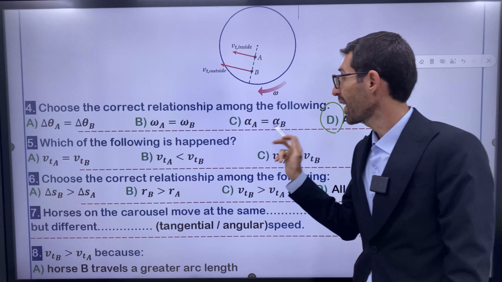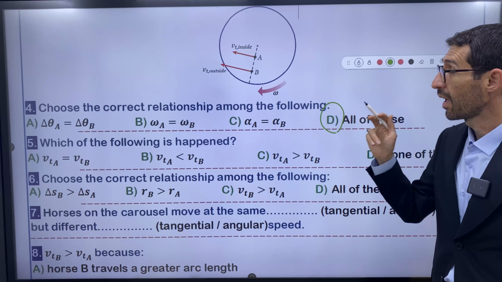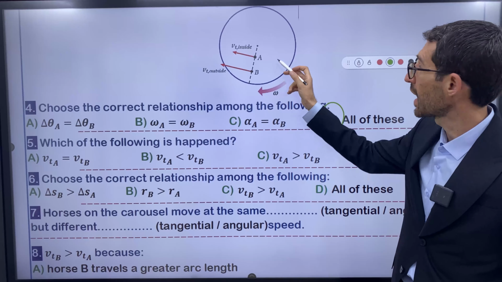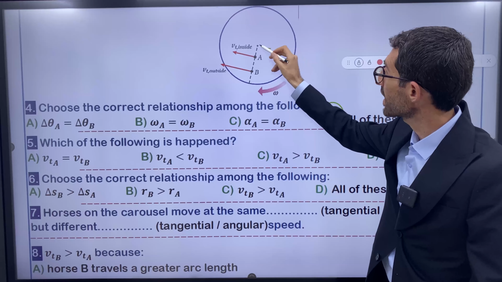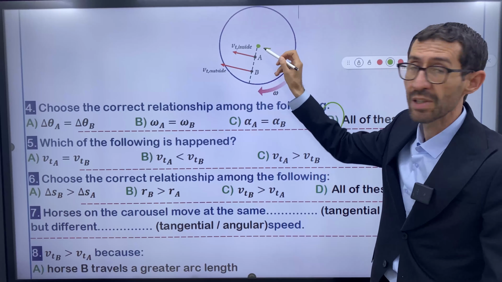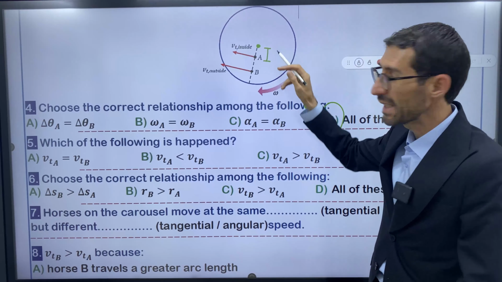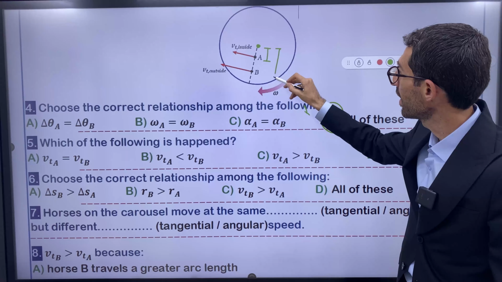Number 5, which of the following is taking place? A, Vt of A is equal to Vt of B. Is it true? Tangential velocity Vt... by the way, this green point is the axis of rotation, and A is closer to the axis of rotation than B.